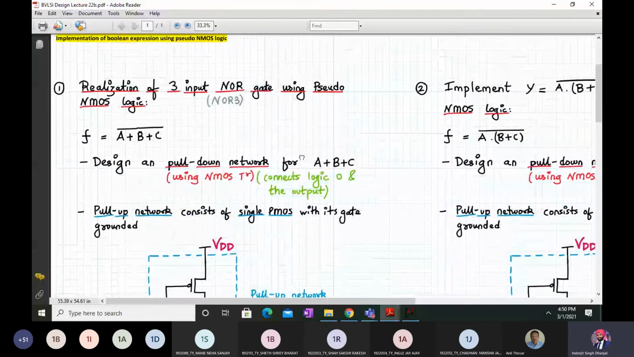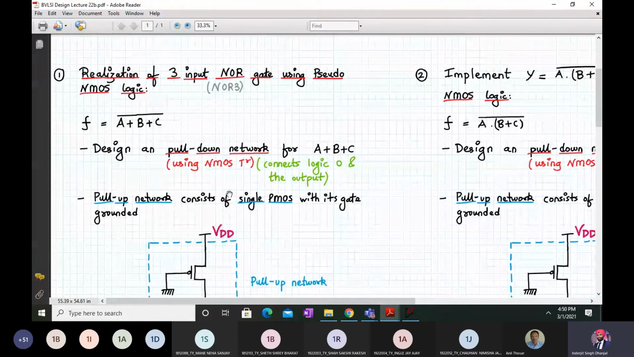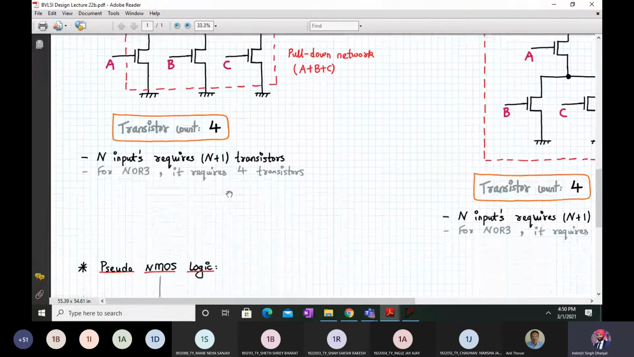That's how you make it. And here you can take it as homework: realize the 3-input NOR gate using pseudo NMOS logic. So this you can do on your own. f is equal to a plus b plus c the whole bar. So this also you can easily implement.